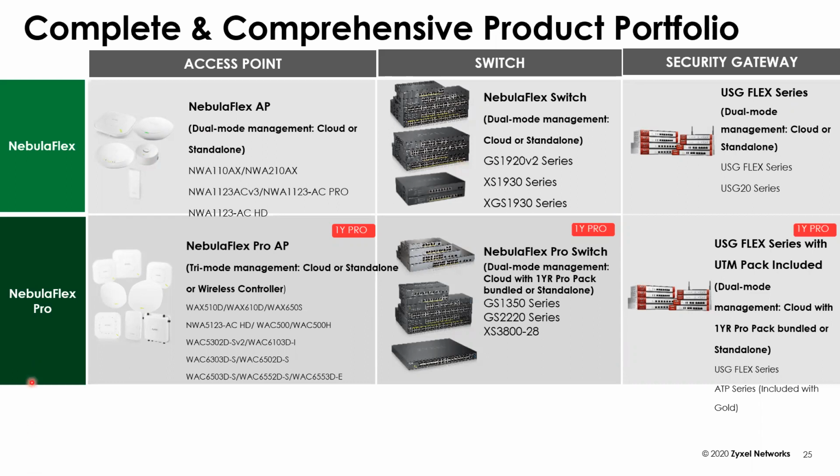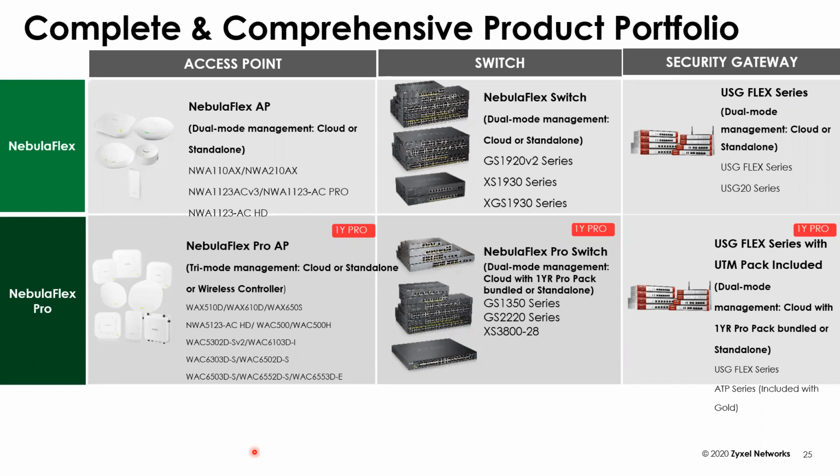For Nebula Flex Pro, it's basically all of our business APs that start with the number 5 or the number 6. So WAC 510D, WAC 6503, etc. Switches, it is our 1350 series switches, our 2220 series switches, and our XS 3800.